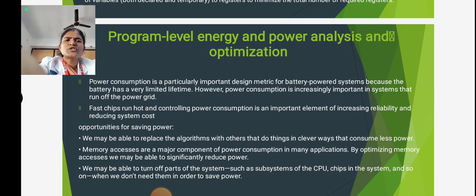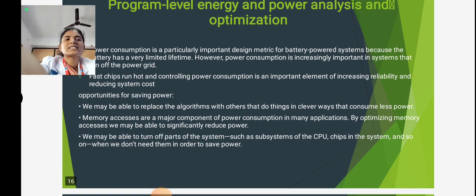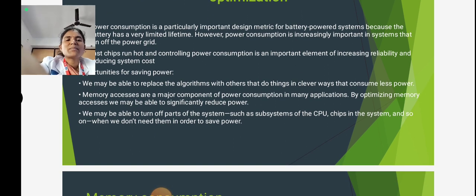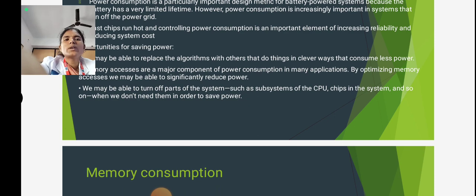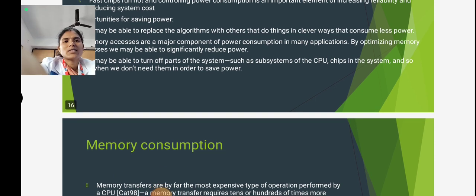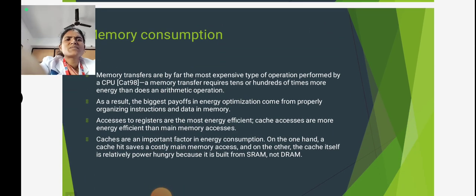We may be able to replace the algorithm with others that do things in clever ways that consume less power. We may be able to turn off parts of the system, such as subsystems of the CPU, chips in the system and so on, when we don't need them in order to save power. Memory consumption is an important concern.